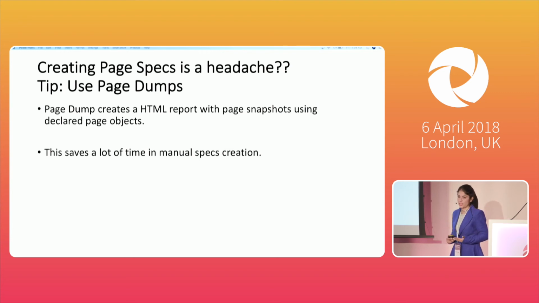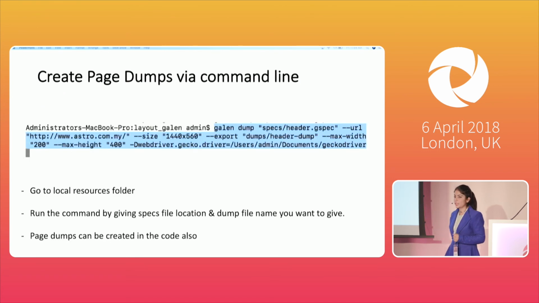Now, creating the page specification file: if I have, let's say, 50 or 60 elements in a web page, it becomes really difficult to write all the specifications manually in the specification file. So we can use page dumps, which it also provides. A page dump is nothing but an HTML report with a snapshot of the web page. I need to define the objects in the specification file, and then it can create a page dump using the command line I have just shown in this slide, giving the header specification in which my objects are already defined, and the target where the dump will be created.